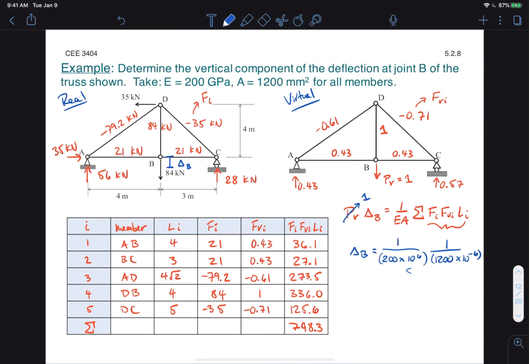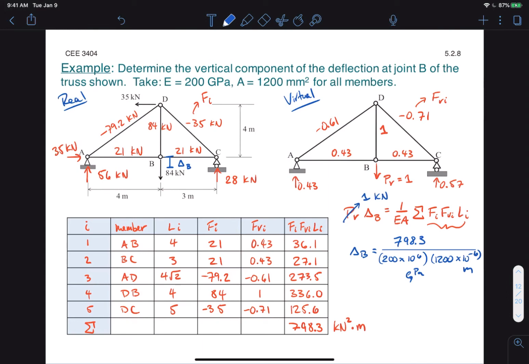Okay, so this is GPa, this is meters. And in the numerator, we have our product. I need to be conscious of the units here. So my final product here was kilonewtons squared times meters, because my lengths were in meters. However, my virtual force is in kilonewtons, so I can divide out by that.